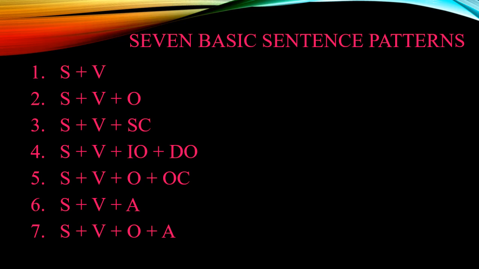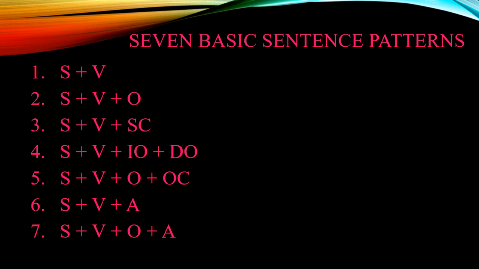Then S plus V plus IO plus DO. IO is the indirect object and DO is the direct object. For example, Mr. Sen taught us physics. Now, Mr. Sen taught us physics.